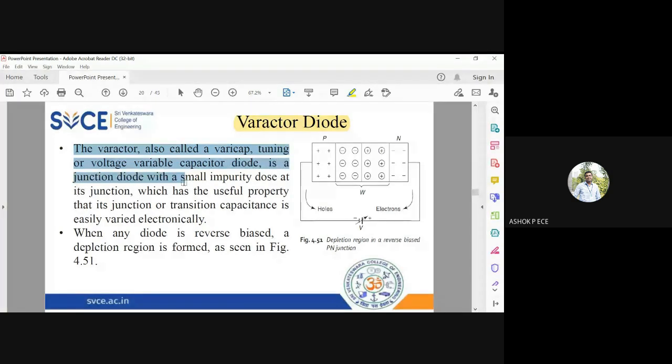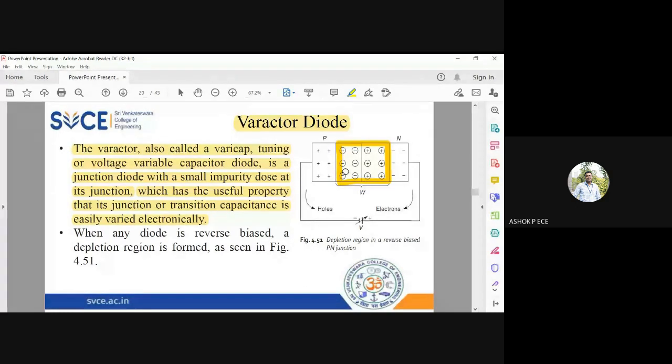It's a junction diode with small impurity dose at the junction, so the doping level is going to be very small. So it is going to be a conventional PN junction diode only, but I am going to operate it in reverse bias condition. In reverse bias, the P side of your PN junction is given a negative potential and the N side is given a positive potential. So electrons and holes will be attracted towards the battery and flow away from the device, which will lead to an increase in the depletion region width.